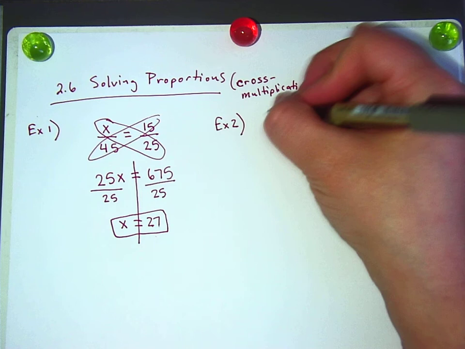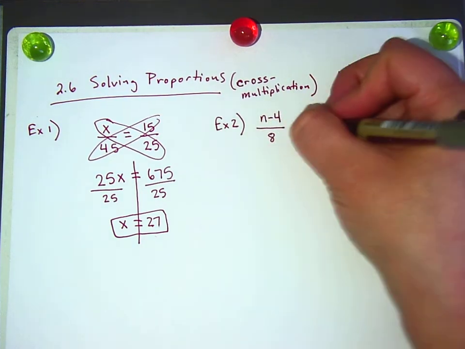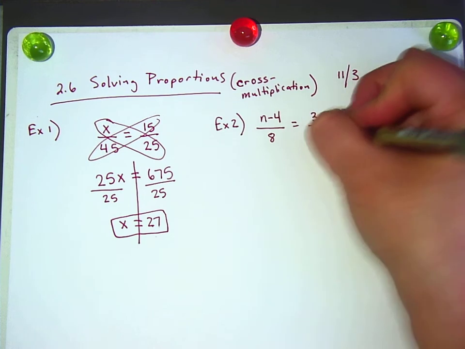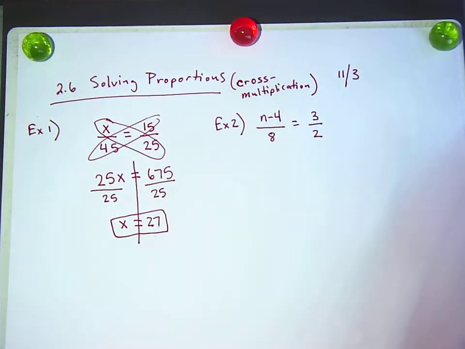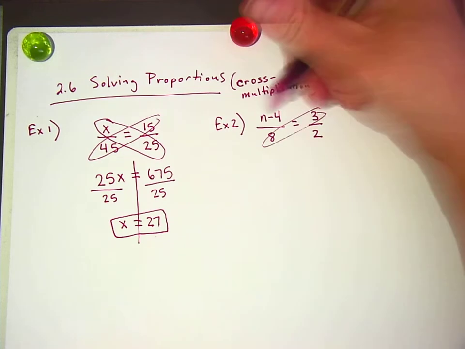We're going to write n minus 4 over 8 equals 3 over 2. Now, I'm going to help you set this up because we're going to cross multiply. Do you see how this is still a fraction equals a fraction? It's a little scarier than last time because there's this n minus 4 instead of just an n up there, but we'll get it. So write this out.